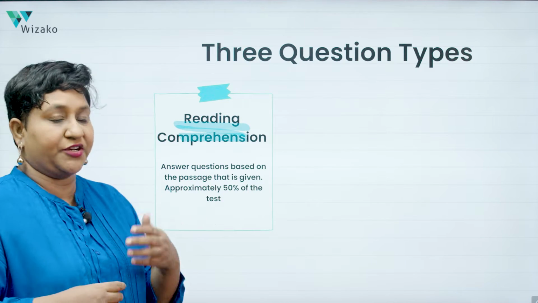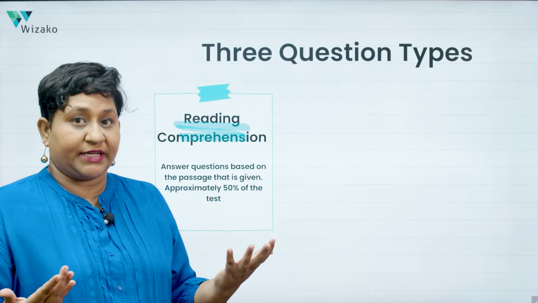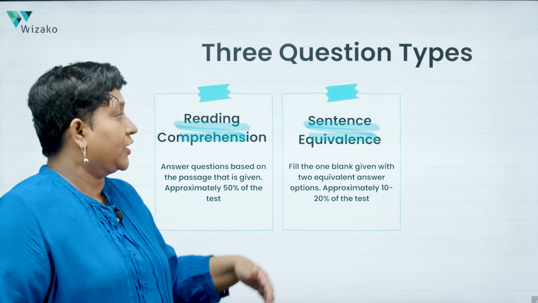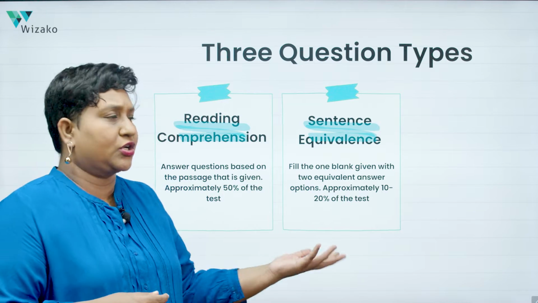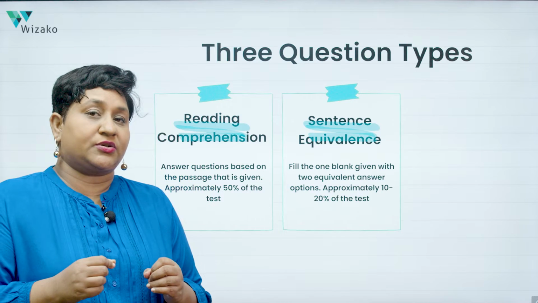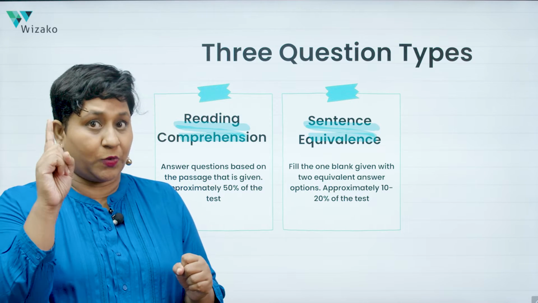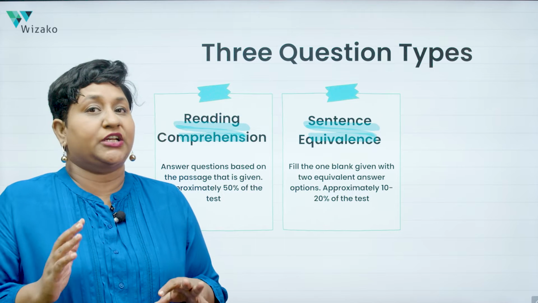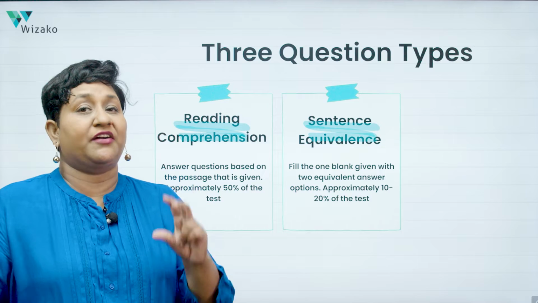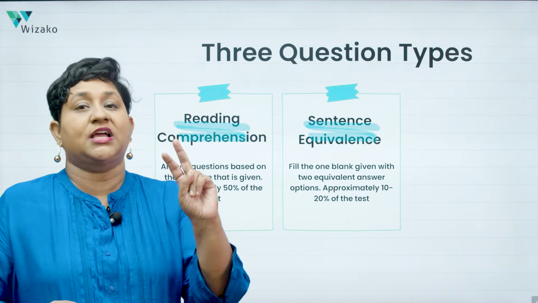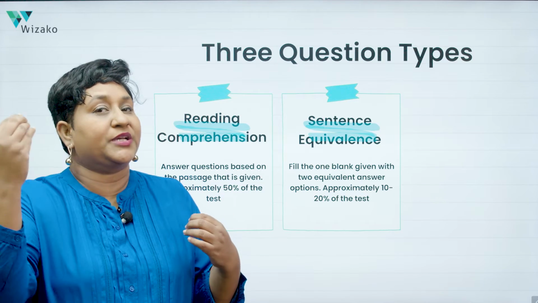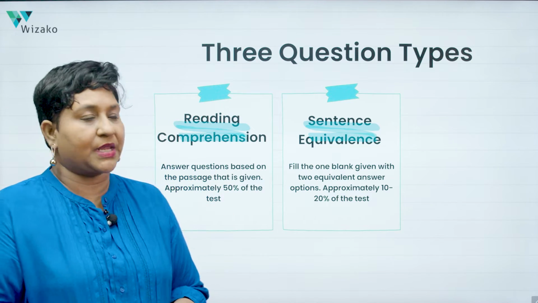The other 50% of the test are vocab and context questions, basically fill in the blank exercises, which are of 2 types. You have the sentence equivalence questions, which constitute about 10 to 20% of the test. In sentence equivalence questions, you will be given a sentence with exactly 1 blank and a total of 6 answer options. From the 6 answer options, you have to pick 2 and mark them. What should these 2 options do? They should both be an appropriate fit for the blank that is given.